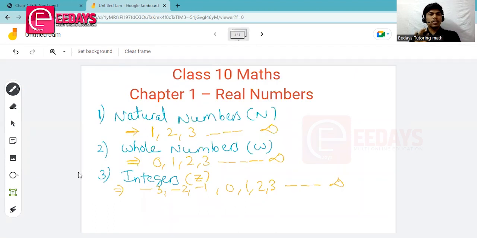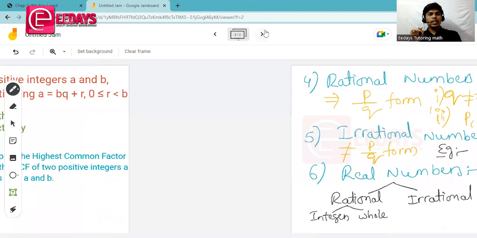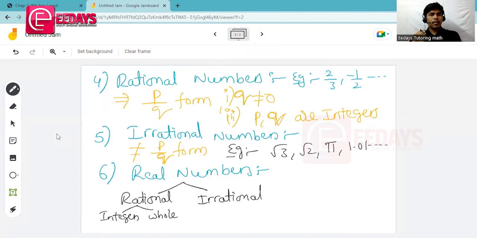In the number system, there are natural numbers and whole numbers, which start from 0, 1, 2, 3 till infinity. Integers are a combination of negative integers and positive integers, including 0. A rational number is in the form of P by Q. These conditions are very, very important: Q not equal to 0, and P and Q are integers. I hope everyone understood and recalled all the concepts.